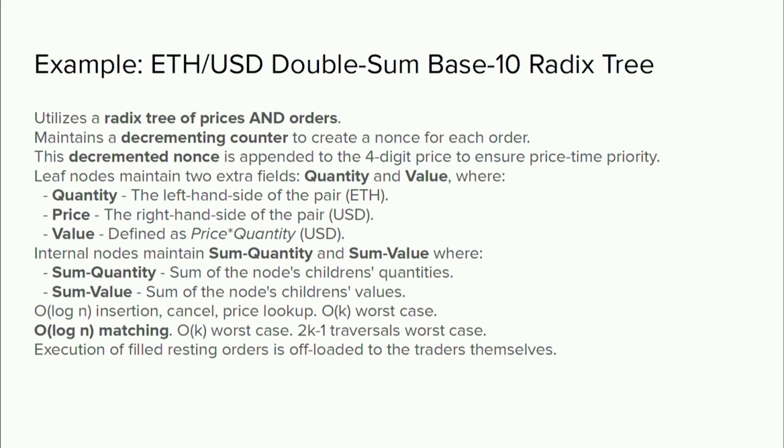So internal nodes maintain some quantity and some value, where each of those fields are the sums of their children's respective values, right? So this tree basically has O(log n) for every operation, including matching. And execution is decoupled from matching. So execution is offloaded onto the traders themselves. And I'll maybe explain more of that later. But now I'm going to go through what an insertion into this tree looks like. Bear with me, because these slides can get a little bit complicated.